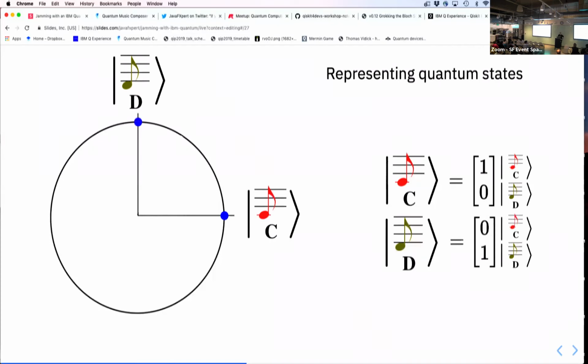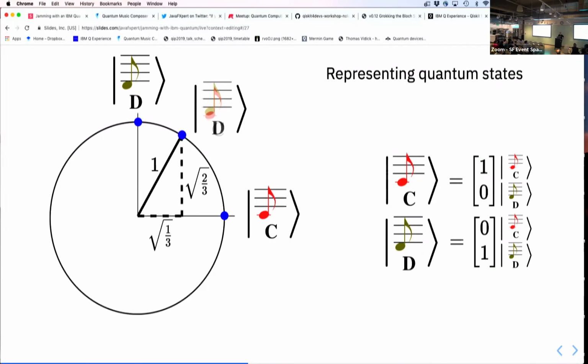0, 1. Very good. All right, so now I've got this other quantum state. So it's not so easy, it's not classical anymore. So it is some combination of C and D. And so in the quantum world, that's a real thing, and you can represent it. We can't see it, right? Because as soon as we measure it, it's going to go away into either C or D. It collapses into one of those states. But in the quantum world, there is this thing that's a combination of C and D.